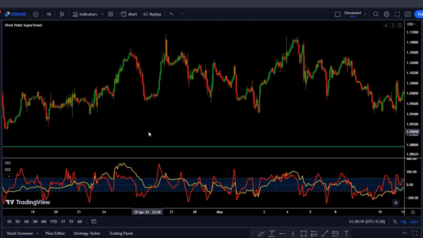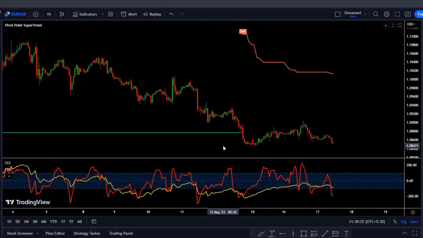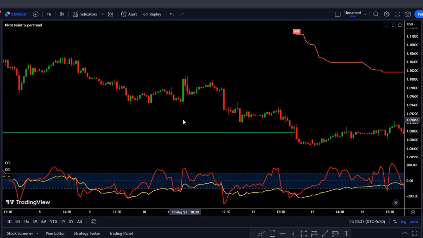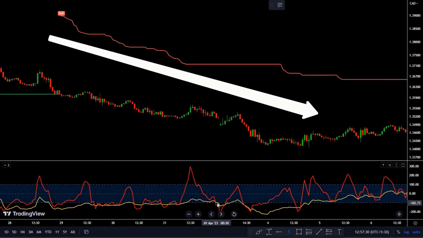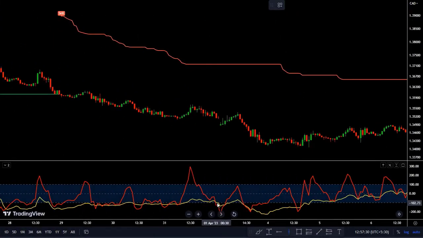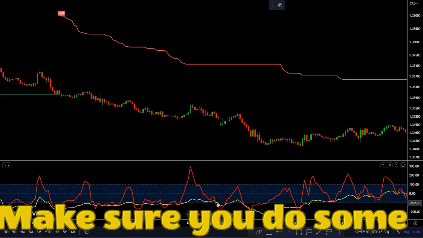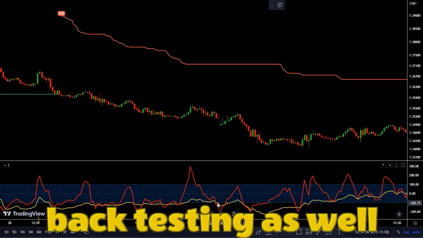You'll see that the pivot point super trend indicator is weighted more by past pivot points. This is done by the indicator for smoothing out the trend. What this all means is that the indicator can keep you in the trend for longer, giving you more and bigger wins. As always, feel free to test out the strategy for yourself with stuff that you like to trade, like forex, crypto, stocks, whatever it is. Like all other indicators, make sure you do some backtesting as well.